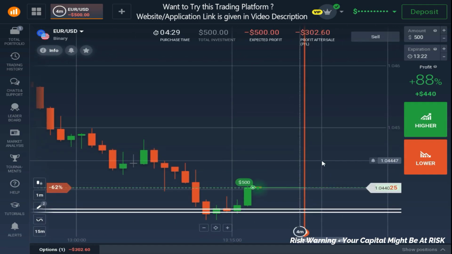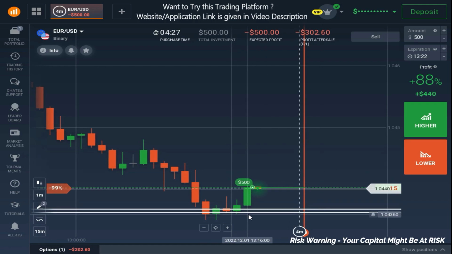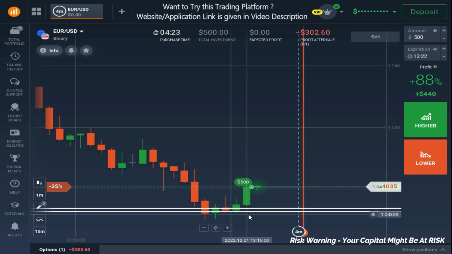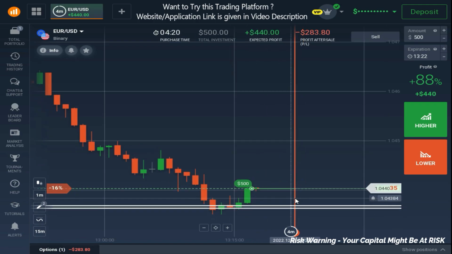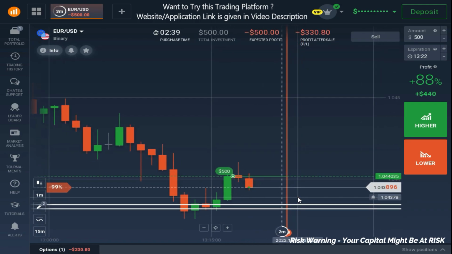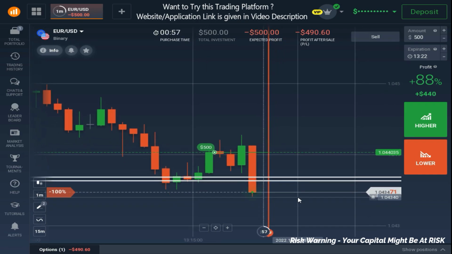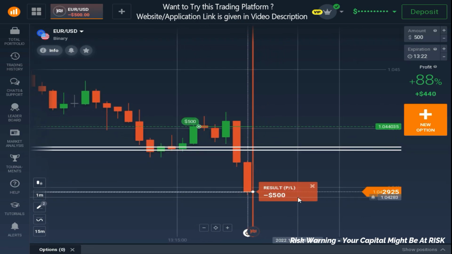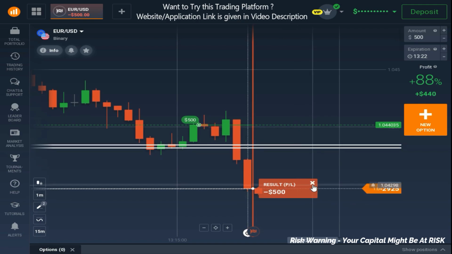So we have placed our trade, we got the confirmation candle here. Now let's wait for the result, and after the result I will explain in detail why I took this trade. So let's wait. So we have lost this trade, unfortunately.